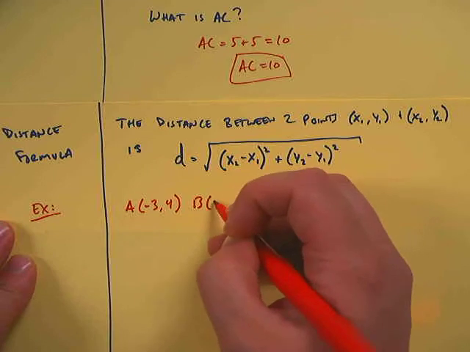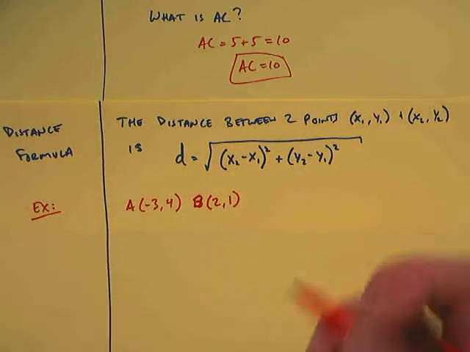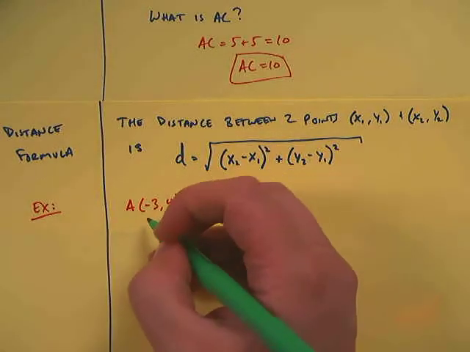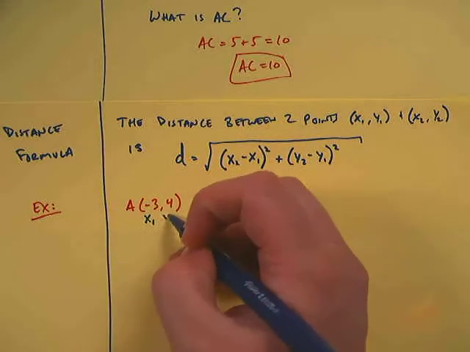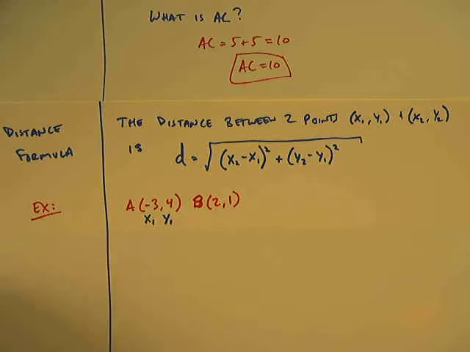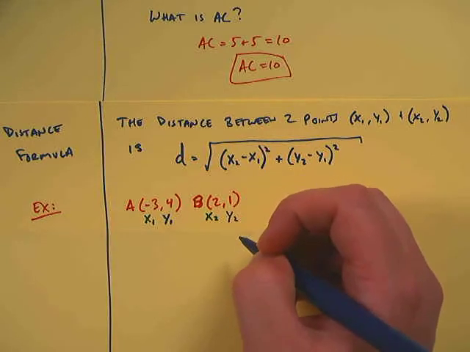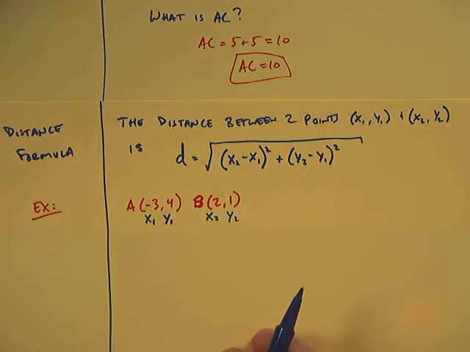Let's say we're given point A is -3, 4, and point B is 2, 1. Okay, so the first thing that you want to do is label your points. So what I mean by that is I'm going to label this one x1, y1, and I'm going to label my other one as x2, y2.